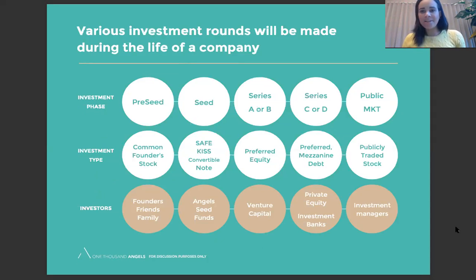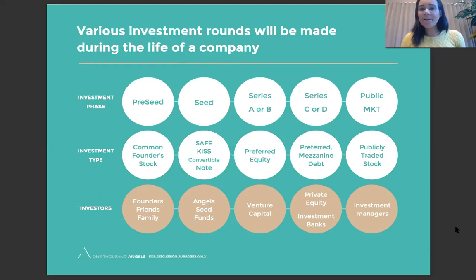So this slide is interesting because it gives you a way to see how we use different types of securities and different types of vehicles or firms to make investments in companies during different phases. And one of the things that, as an individual accredited investor, I can help you understand about what we do at 1000 Angels is to really see where you would actually have the opportunity to invest.